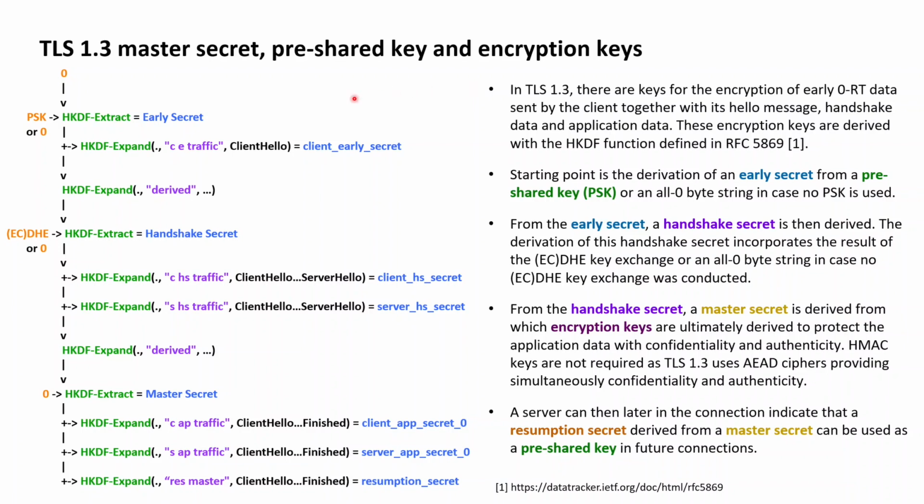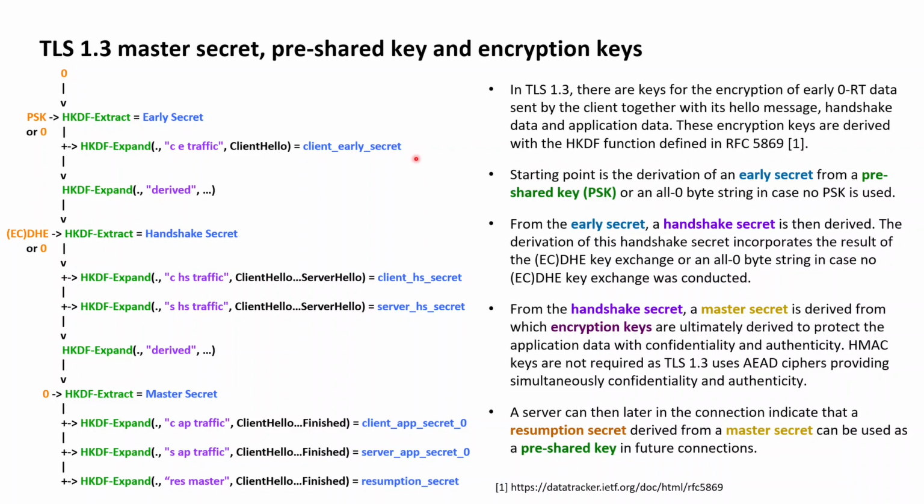The starting point is the derivation of a so-called early secret, which is a secret derived with HKDF from either a pre-shared key or an all 0-byte string in case no pre-shared key is used. HKDF is then again used to derive a client early secret, which would then be expanded into the encryption keys and initialization vectors used by the client to encrypt early zero round-trip client data.